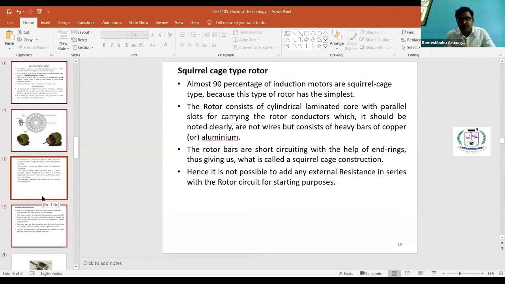Starting torque is low. To improve the starting torque, we need to connect external resistance to the rotor circuit, but it is not possible here. But it is possible in the slip ring induction motor. That is the next type of induction motor.